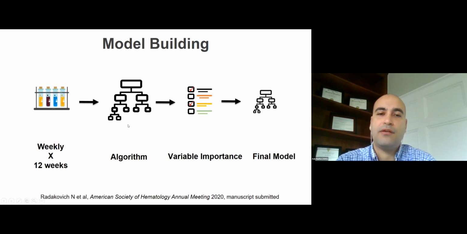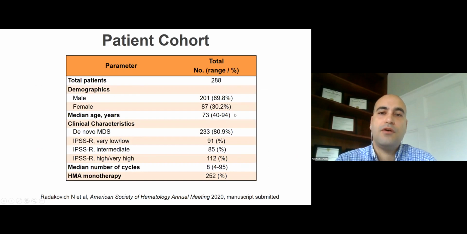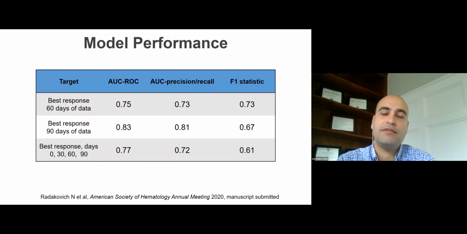We ran these models through the algorithm, and then we extracted important features, as we mentioned before, and we built the final model. So the training cohort consisted of 288 patients, as I mentioned, a combination of data from Cleveland Clinic and Moffitt Cancer Center. And these are the characteristics of the training cohort. And as you can see, it's a typical training cohort of MDS.